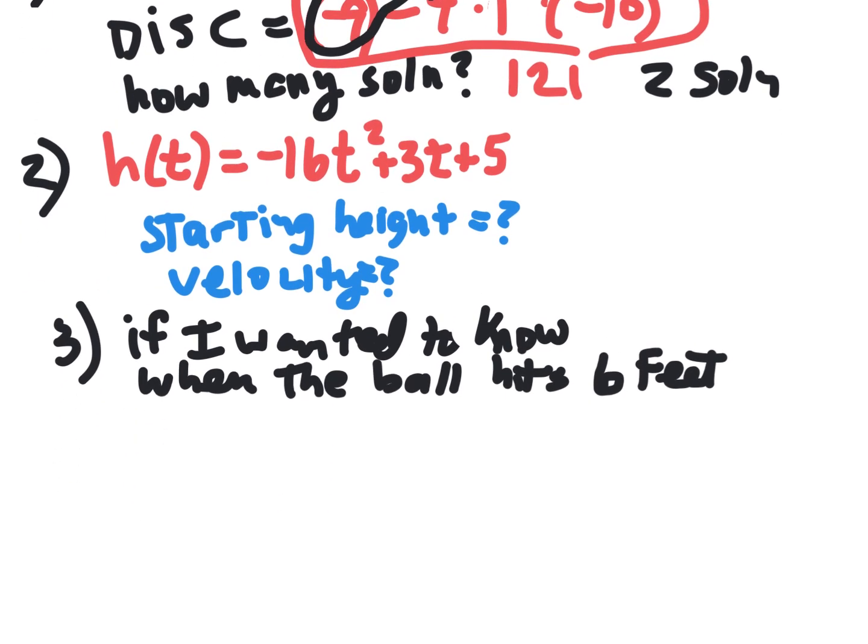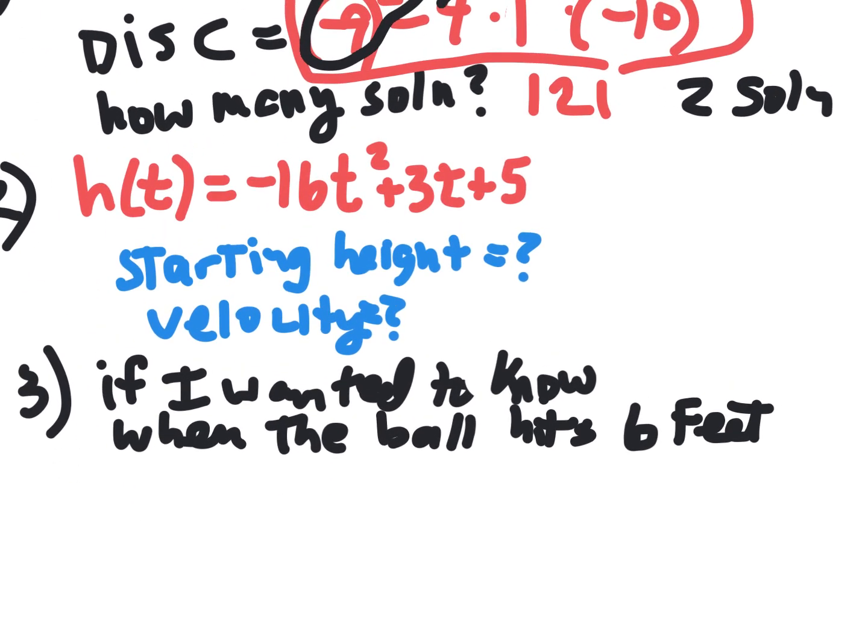We're going soon. Just give me a second. The starting height here is 5. The velocity is 3. How many of you had that right? Awesome. We'll finish the rest after lunch.